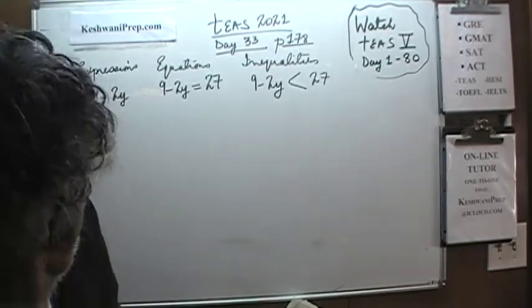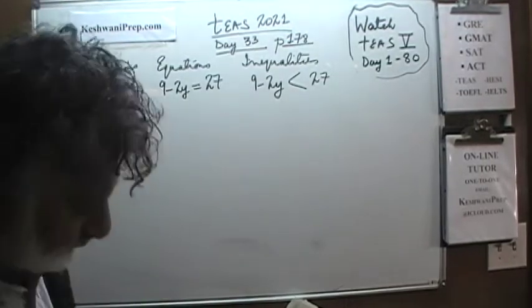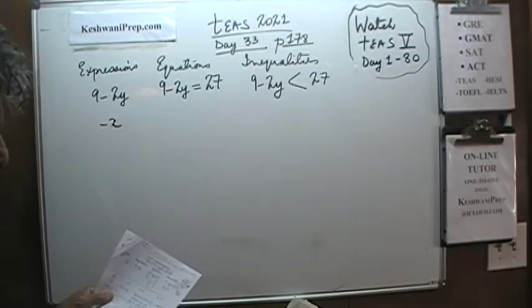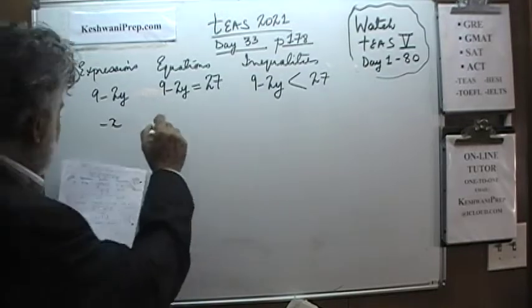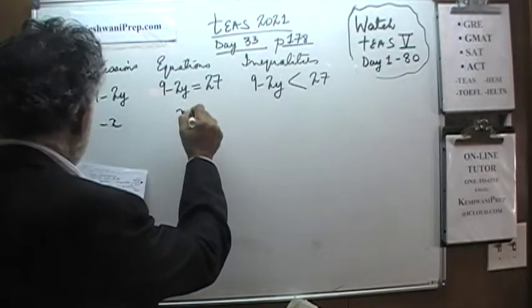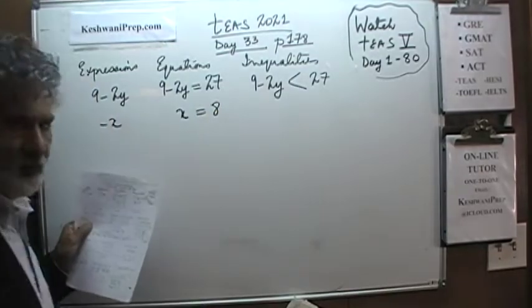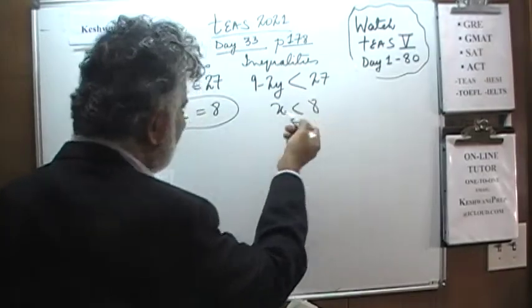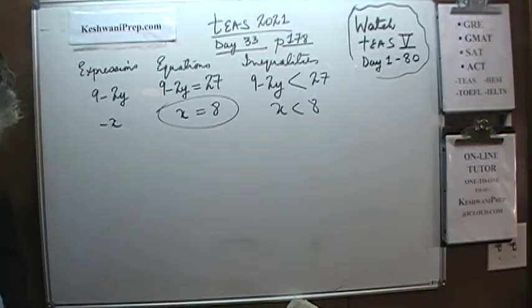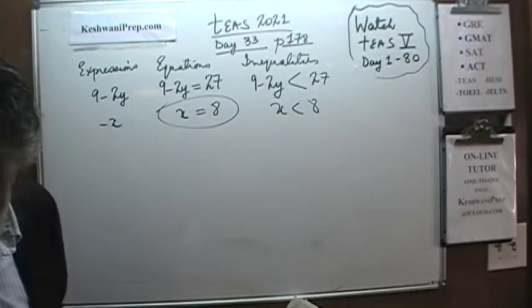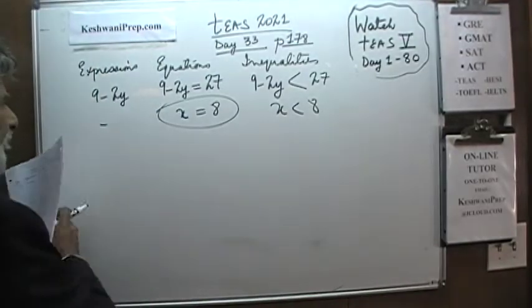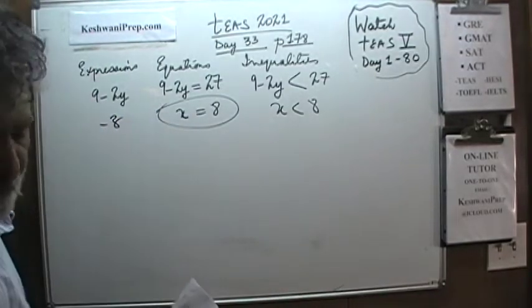Here is another simple example. For example, you may simply have minus x. Just minus x, nothing else. That's an expression. On the other hand, if we are told that x is equal to 8, that's an equation. It's a very simple, straightforward equation. Or we may be told that x is less than 8. That's an inequality. In the book, they have minus z. It makes no difference, but since they have minus z, I'm going to change it. I don't know why they switched the variable, but that's what you find in the book.